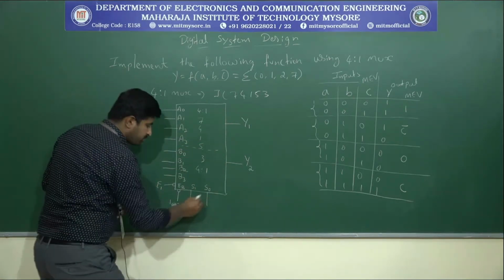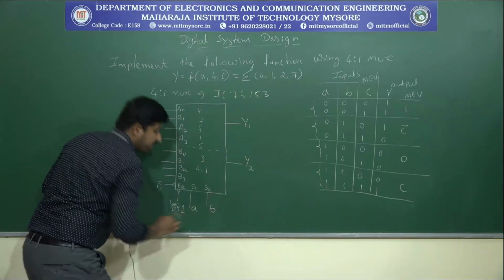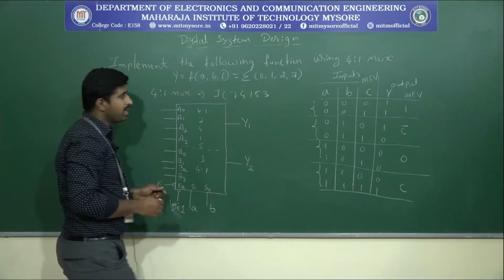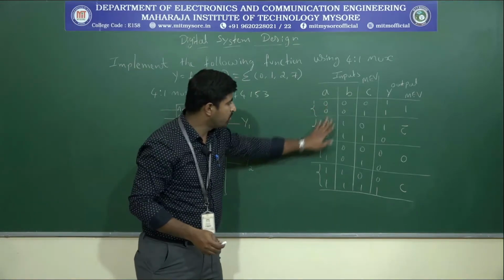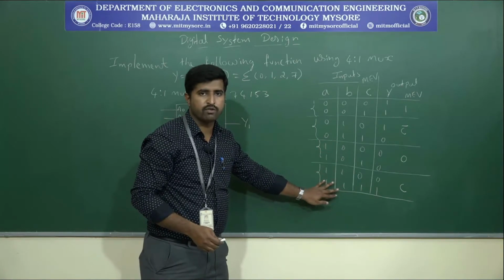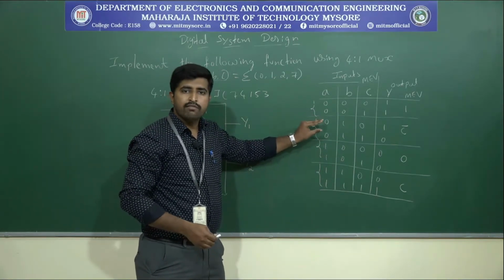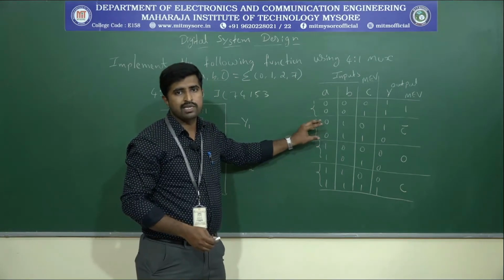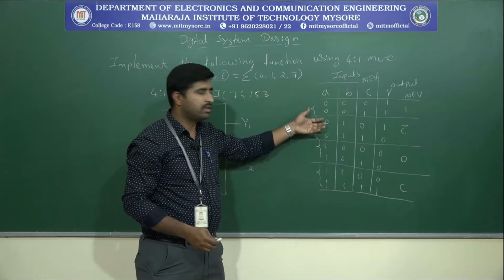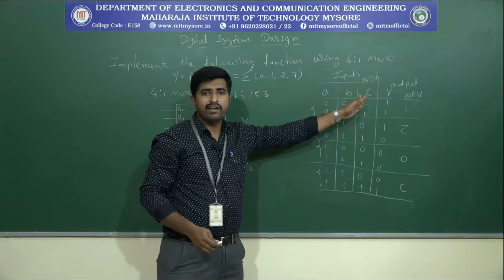Okay. Now S1 will be connected to the A and S0 will be connected to the B. As per the value here, 0 0, 0 1, 1 0, 1 1 combination. So we are going to get a 4 combination. That means 8 combinations have been reduced to the 4 combinations. So this is what is called a map entered variable, by considering the C variable as a map entered variable.